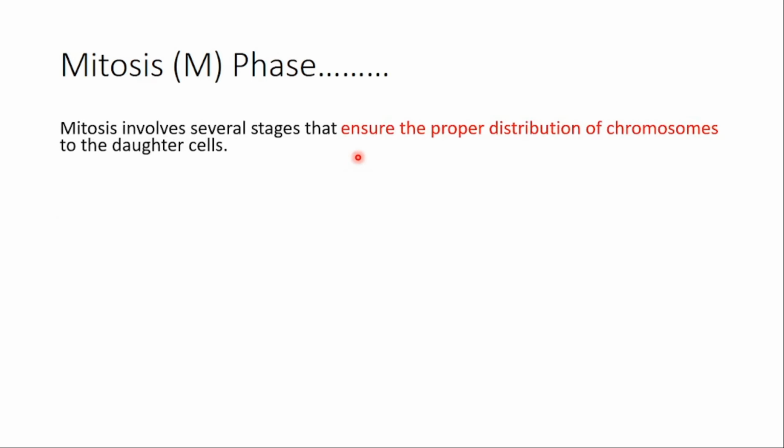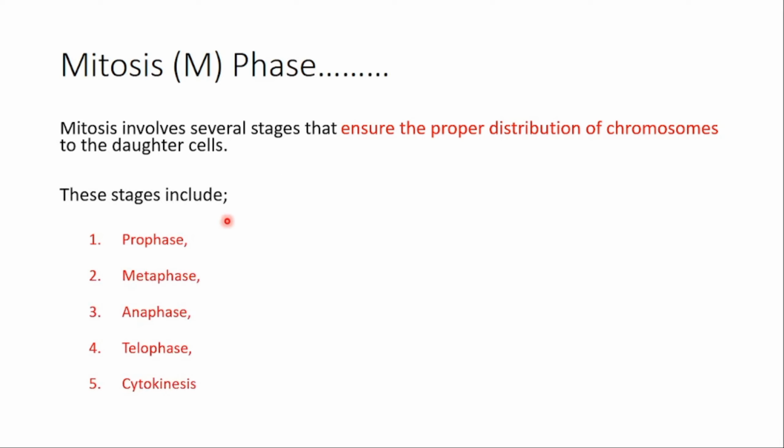Mitosis involves several stages that ensure the proper distribution of chromosomes to the daughter cells. And these phases include prophase, metaphase, anaphase, telophase, and cytokinesis. And this has been covered in the video of cell division.